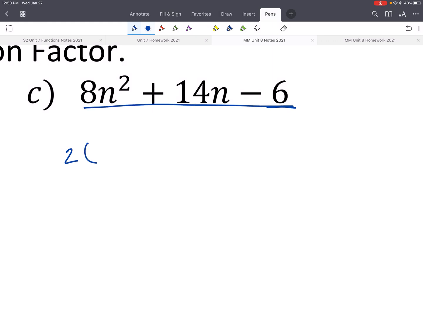So we'll take our greatest common factor out in the front like that, and then we need to make sure we write down what's left. So we'll divide everything by 2. We'll get 4n squared plus 7n minus 3.